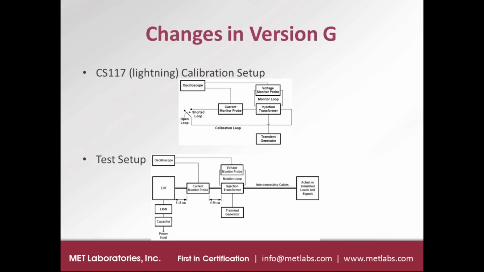So this slide shows the calibration setup and the test setup for CS117. An oscilloscope is used as a measurement device, and an open circuit voltage and a closed circuit current are measured on a calibration loop to set the test levels. And then during the test, the injection probe is placed directly around the EUT cables under test, and a current monitoring probe is connected to the oscilloscope and a voltage probe to monitor the injection and the amount of the disturbance that's coupled onto the equipment under test.